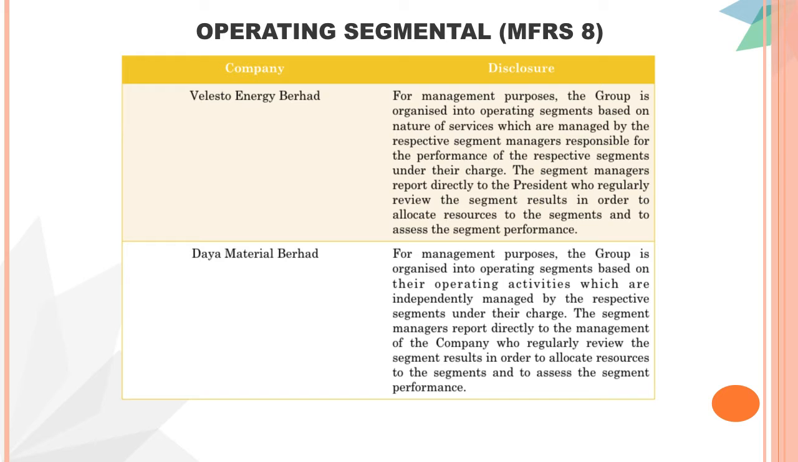For operating segments based on MFRS 8, Velesto Energy Group is organized into operating segments based on nature of services, where the segment managers report directly to the president, who regularly reviews the results of the segment, while Daya Materials Group is organized into operating segments based on operating activities, where the segment managers report directly to the management of the company, who regularly review the segment results.